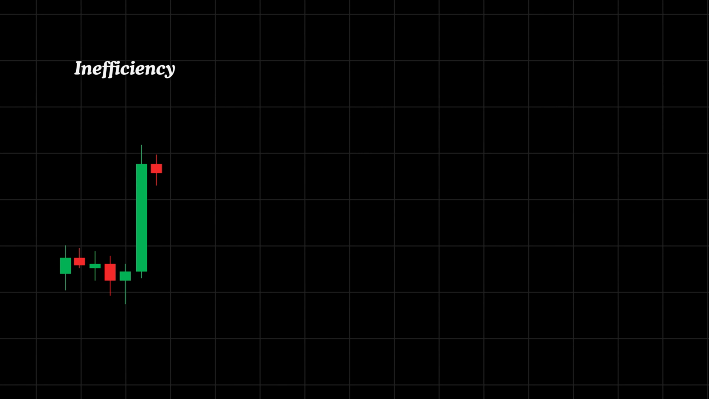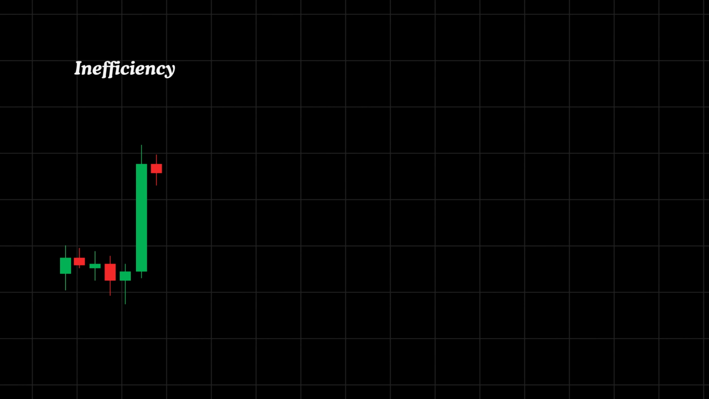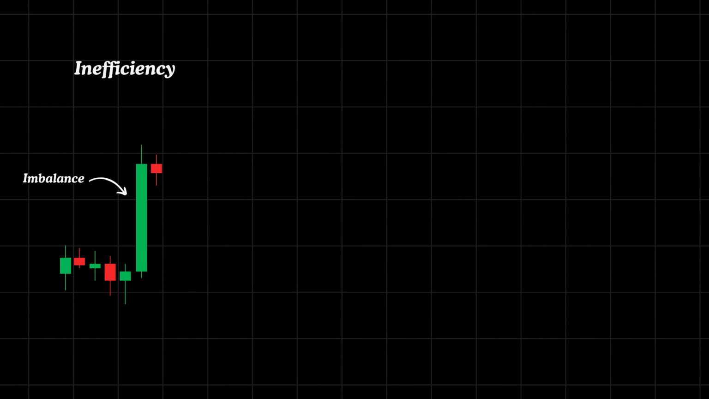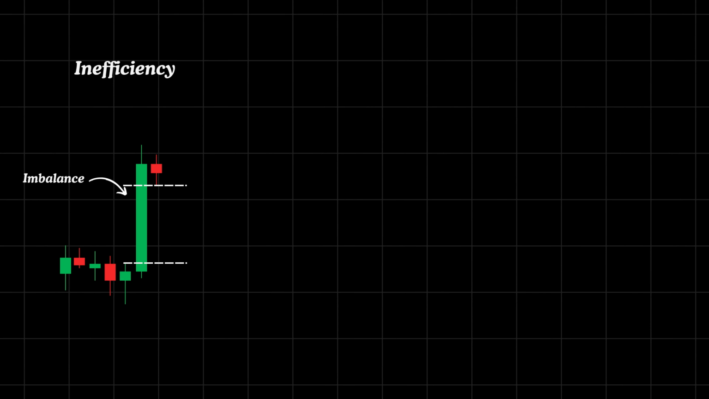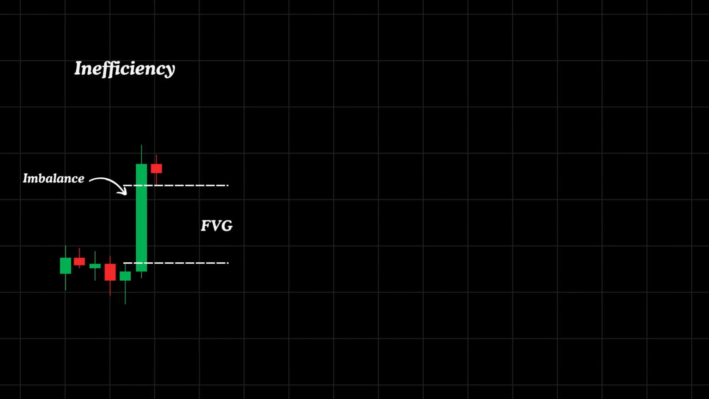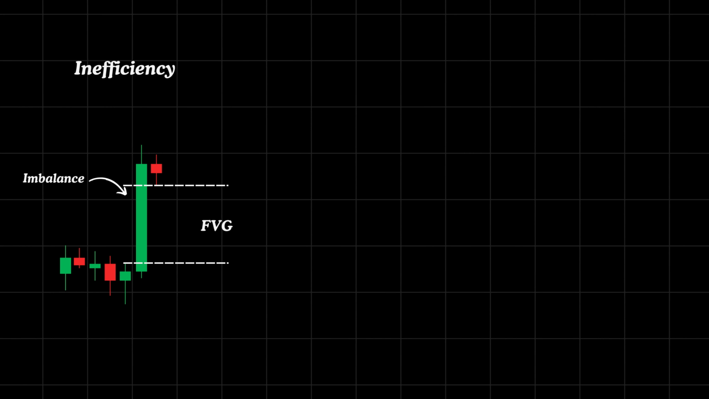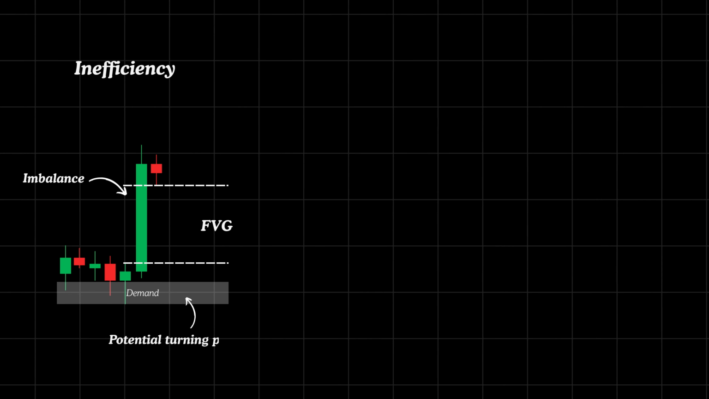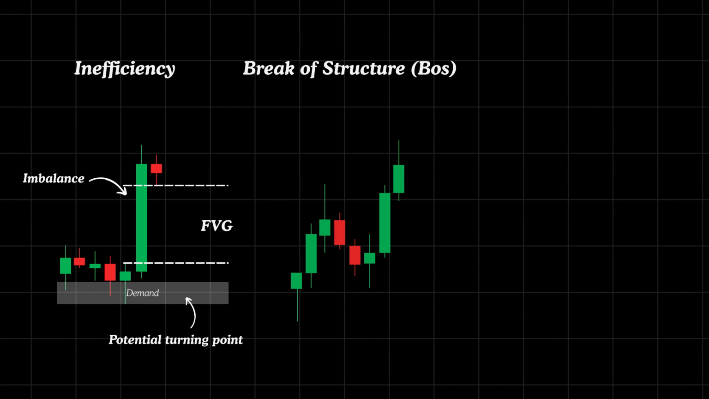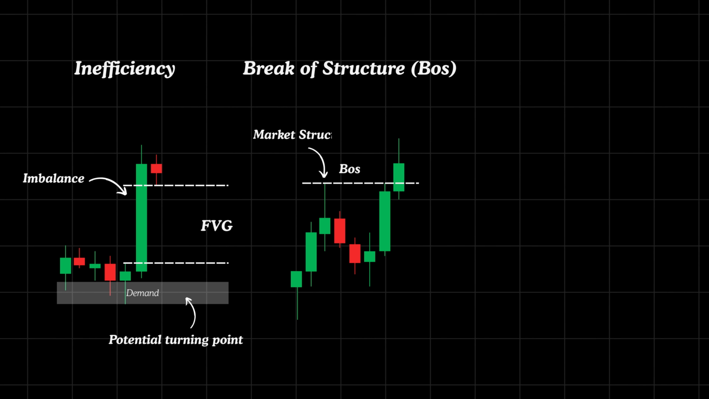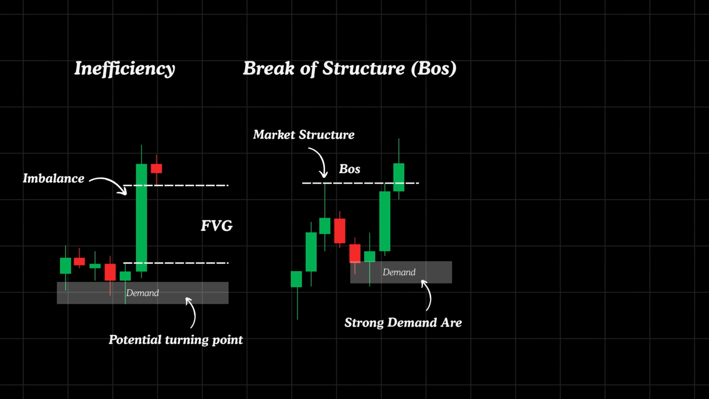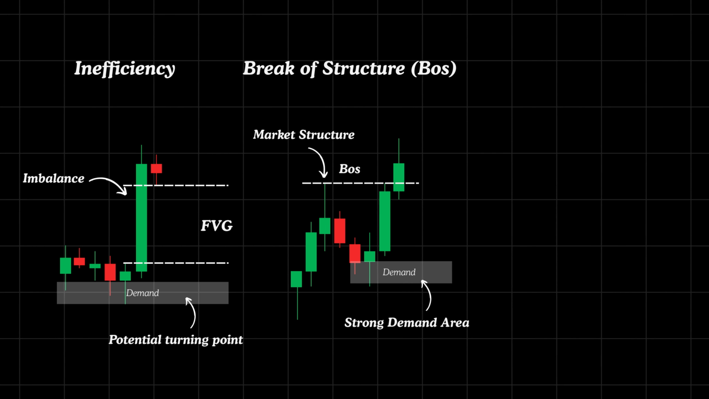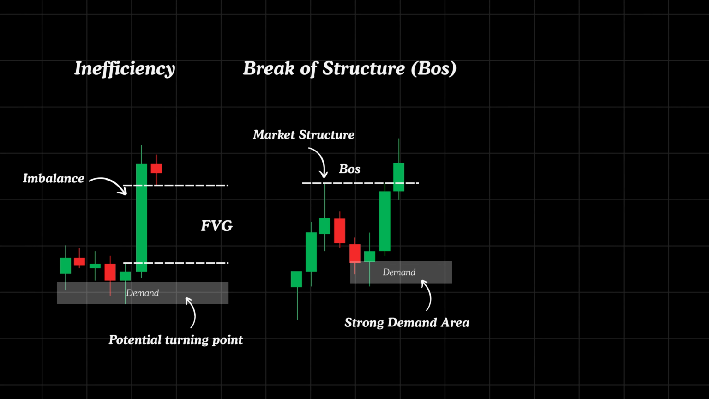Inefficiency occurs when price exits an area quickly, creating an imbalance between buy and sell orders. This imbalance is often visible as a fair value gap between consecutive candles. Such gaps highlight a lack of supply or demand at that level, making it a possible turning point. A break of structure takes place when price moves beyond a major support or resistance level, signaling a shift in sentiment and confirming the potential strength of the supply or demand zone.